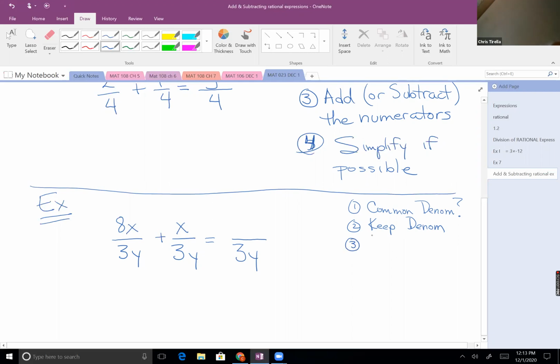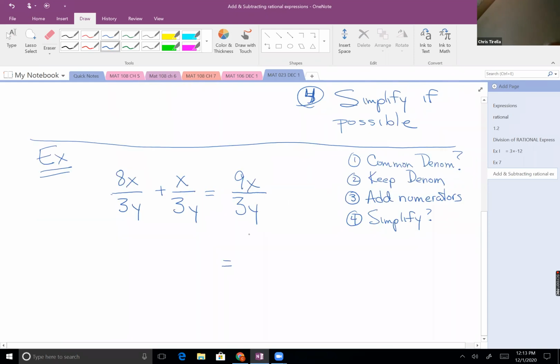And then here, because it's an addition problem, I'll add the numerators. So 8x plus 1x is 9x. And then, if possible, I'll simplify. And now here, in terms of simplification, I've got that common factor of 3. And so when I divide by 3, I'm left with 3x over y.